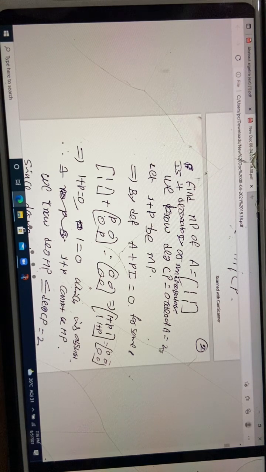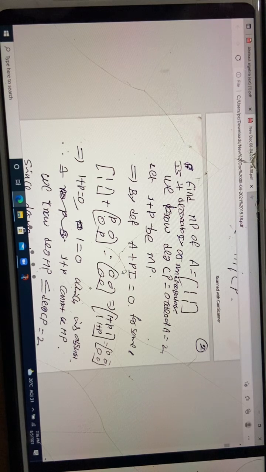How to get the minimal polynomial? Always you have to start with the least degree, which means first degree. Let x plus p be the minimal polynomial. So by definition, it is satisfied by A. That means if you replace x by A, A plus pI will be 0, because A plus p has no meaning. Whenever there is a constant, if you replace x by A, we need to multiply by I, because we can add only two matrices; we cannot add a constant to a matrix. So A plus pI is 0 for some p.